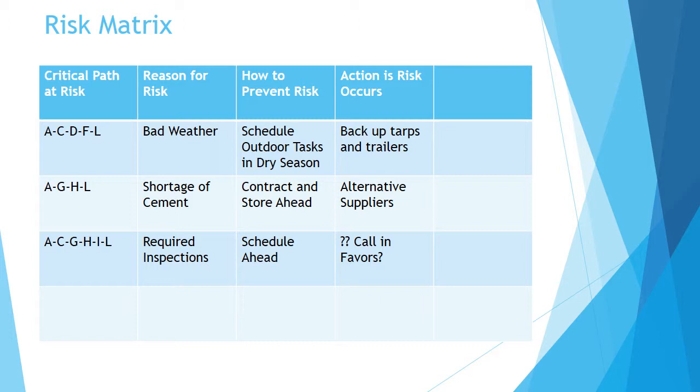Okay. So one critical path in my project was a path that went from task A to task C to task D, F, and finally finish at L. The reason this path was at risk was some of the work had to be done outdoors, and there was always the risk of bad weather. So how we were going to try to prevent the risk was to schedule the outdoor tasks during the dry seasons, or less likely to have hurricanes and less likely to have thunderstorms. However, we know thunderstorms can come up at any time, so if that happens, we have a backup plan. We have tarps we can use and trailers we can move on site so that the work can continue.